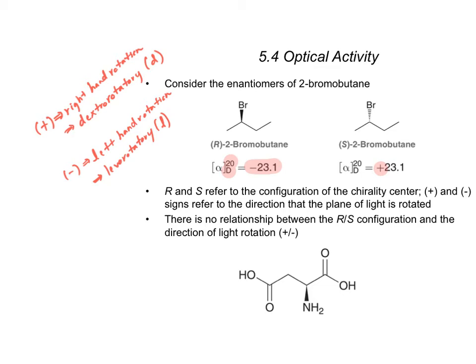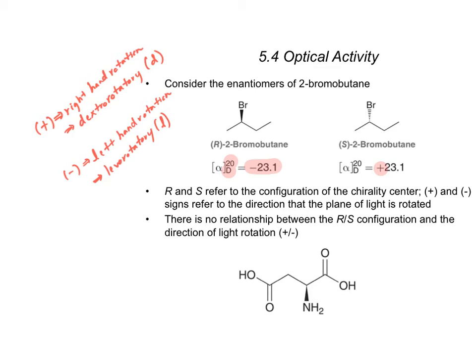And again, we can denote that with our specific rotation. So this negative 23, our R enantiomer, is that levorotatory, is it dextrorotatory? It's left-hand rotation, it's got the negative, so it's levorotatory. And then for the S enantiomer, what type of rotation is that? It's positive. That's right. It's right-handed, so it's dextrorotatory.